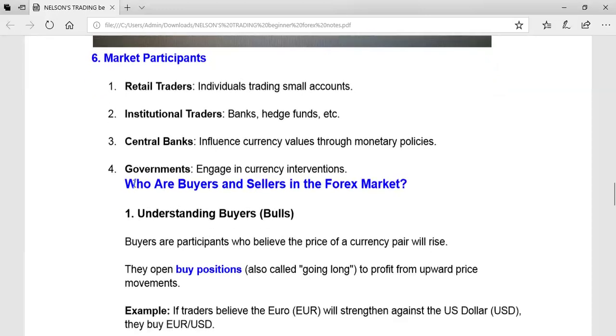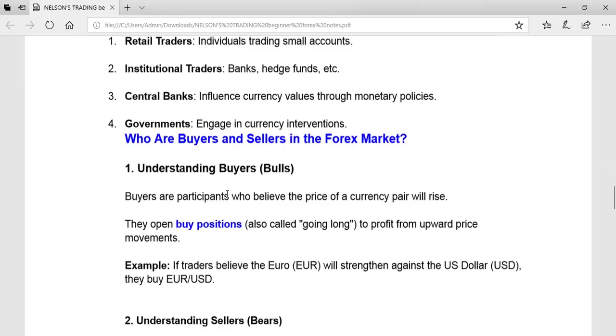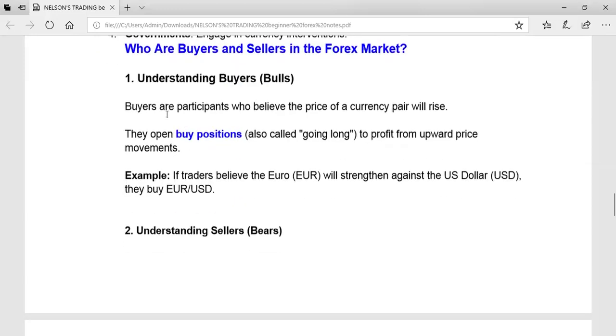So at this point, we must know who the buyers and sellers in the Forex market are. I want you to understand this and not skip it if you want to be successful in Forex. Not all people can tell you this. So, understanding buyers, or bullish: buyers are participants who believe the price of a currency pair will rise. So they open buy positions, also called going long, to profit from uptrend price movement.